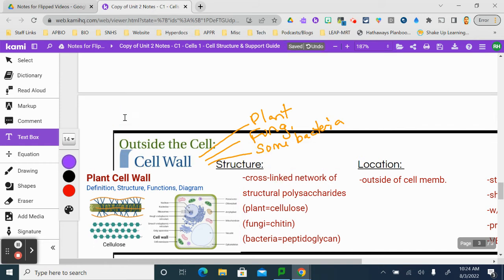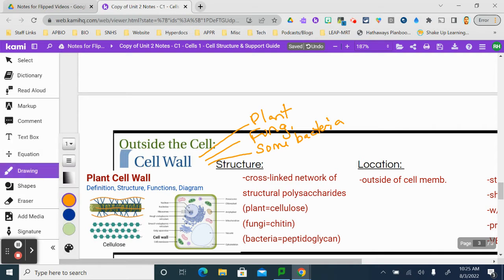Linked. So a cross-linked network of structural polysaccharides. Remember that a polysaccharide is another name for a complex carbohydrate. So in plants, cell walls are made of a substance called cellulose. Cellulose is a carbohydrate, and it's one that we have a very, very hard time breaking down.